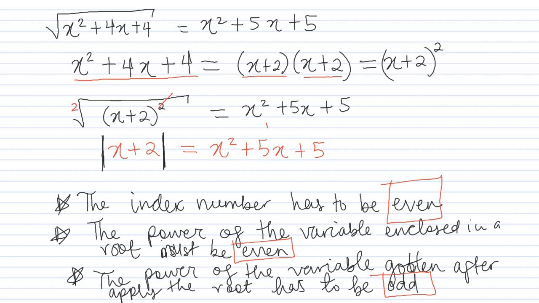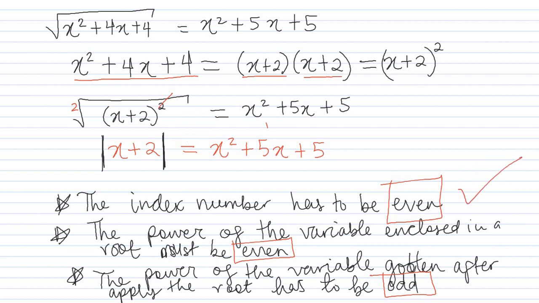Because whenever they ask you for the index number of a root, what they're asking is, what is the number outside? In a square root, you don't really show it, but if they ask what is the index number of a cubed root, it is 3. If they ask you for a fourth root, it's 4. A fifth root, it's 5. So in this case, it is 2, and 2 is an even number.